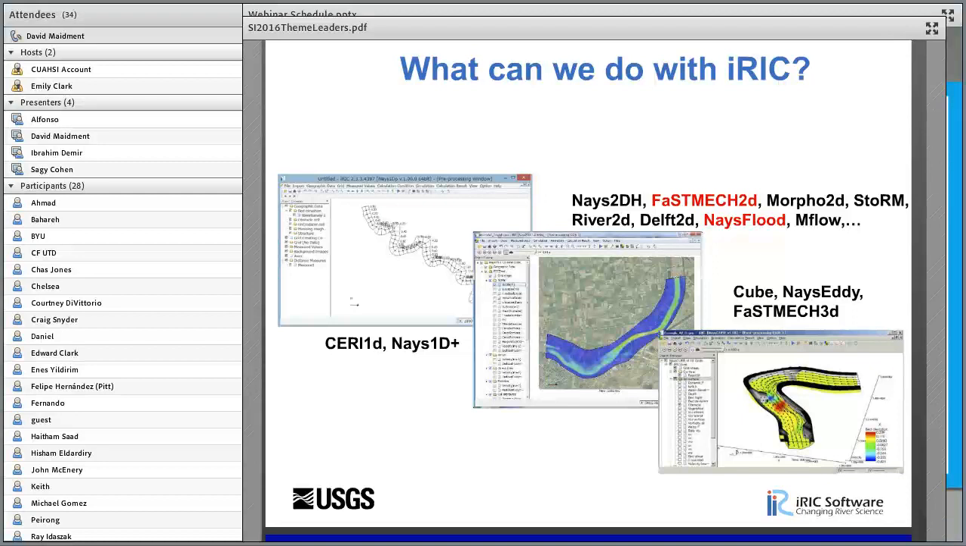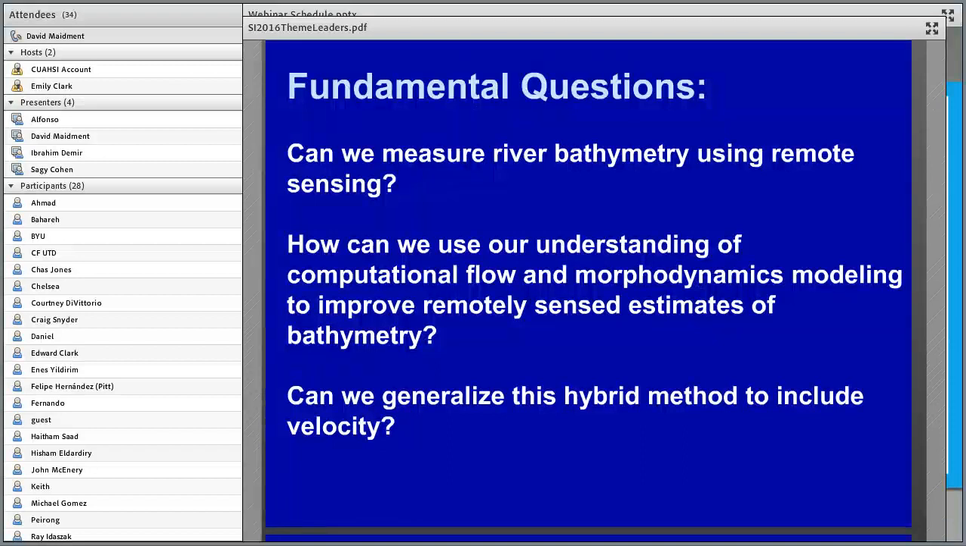And one of the things that Jonathan and his team are working on is the concept of reverse modeling of rivers. So they're asking the question, can we measure river bathymetry using remote sensing? Can we use our understanding of computational flow and morphodynamics modeling to improve remotely sensed estimates of bathymetry, and can we generalize this hybrid method to include velocity?